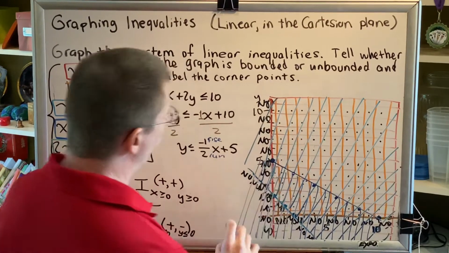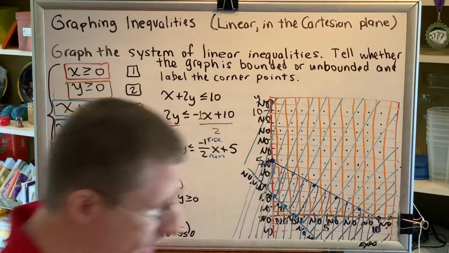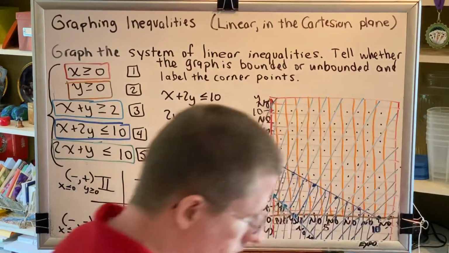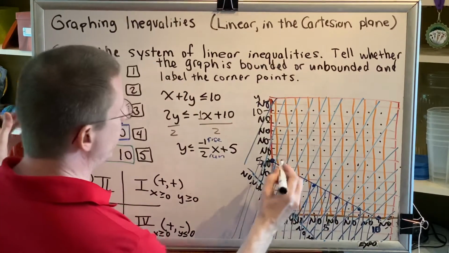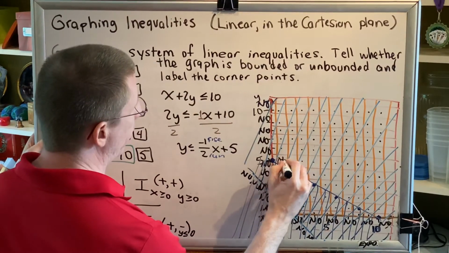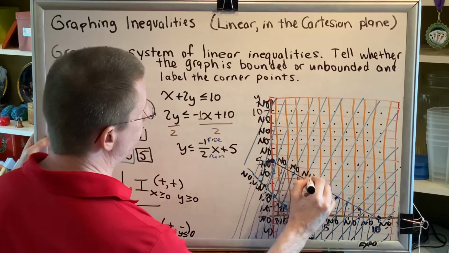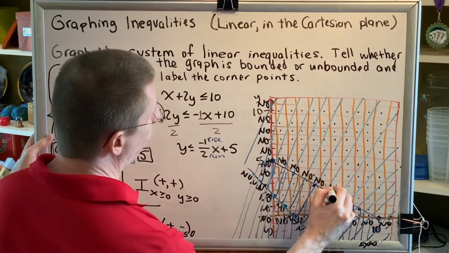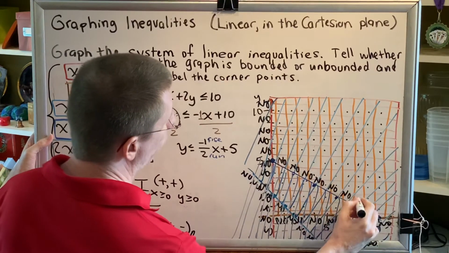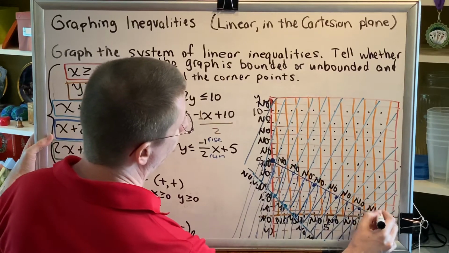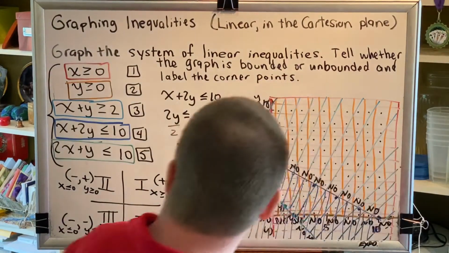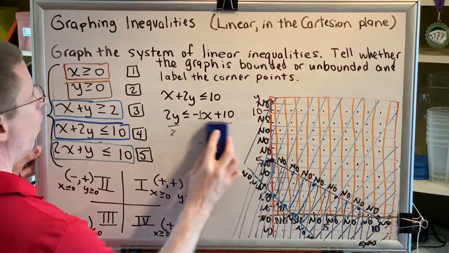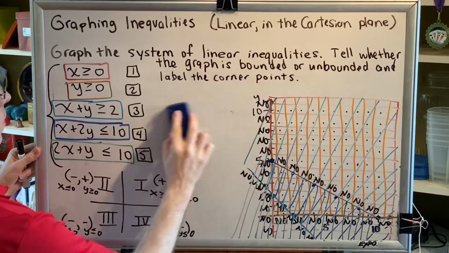Okay, and in keeping with the no convention that I established before, if we are shading down, that means we do not want anything that's up here. So I'm just going to write no, no, no, no all the way across, indicating that we do not want anything over here. All right, and that brings us to our final inequality, inequality number 5.